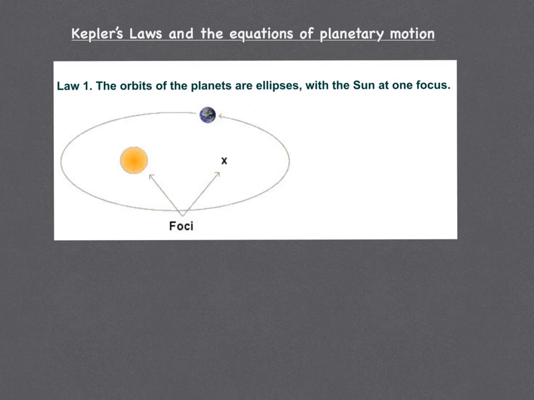Alright, the first one just says that the orbits of planets are ellipses and the sun is at one focus. So the definition of an ellipse is a shape that has two foci, where a circle only has one focus.